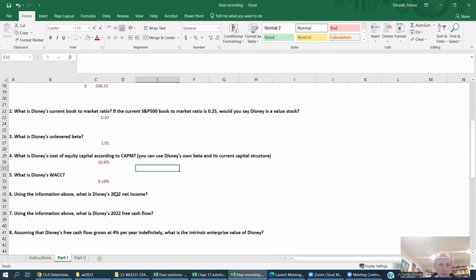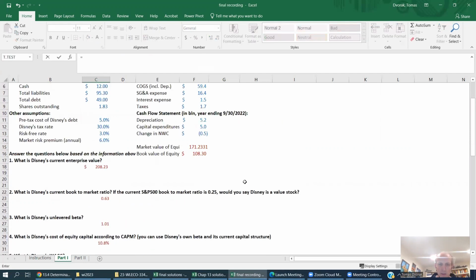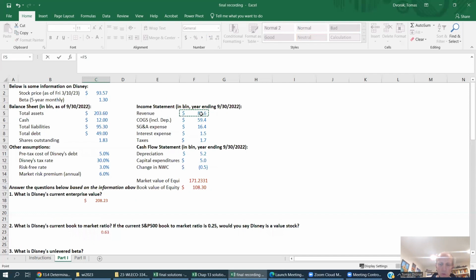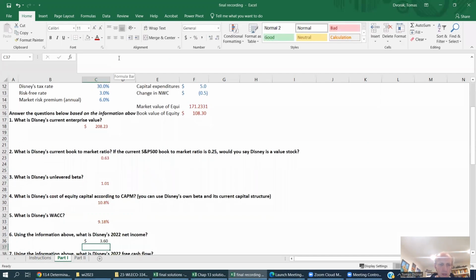Using the information, what is Disney's net income? Let's do that. Well, let's just take revenue minus COGS minus SG&A minus interest expense minus taxes. Do I have it all? Minus taxes. That is going to be net income. 3.6 billion.